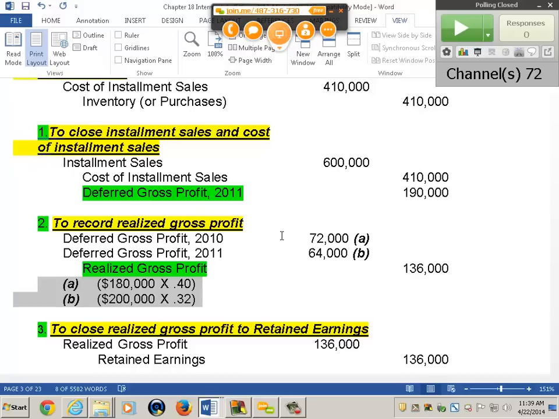Right, so before we go any further, any questions on recognizing the deferred gross profit, then the portion realized based on cash collection, and then the closing to retained earnings?